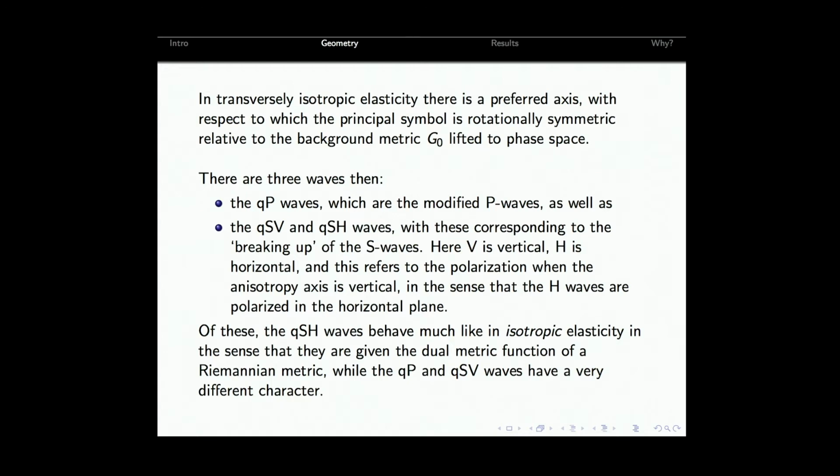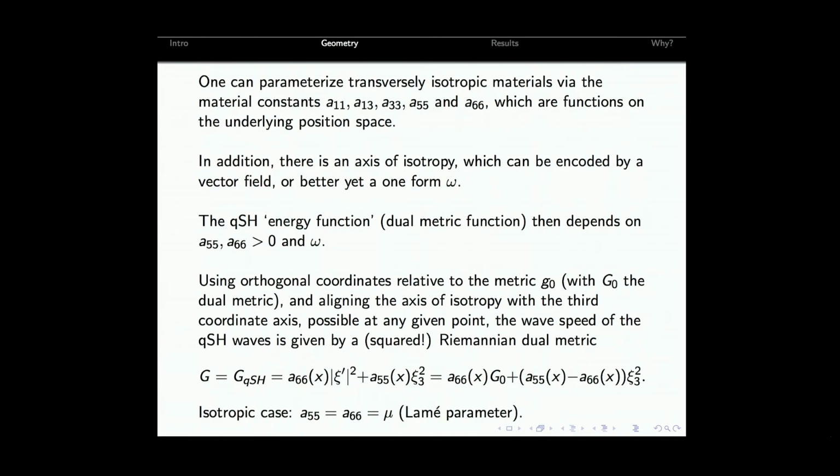while these QP and QSV waves have very different characters. So the upshot is, in isotropic elasticity, you had two different kinds of waves, and they both behaved very much like the Riemannian geometry problem, although I didn't state this explicitly. In the anisotropic setting, there are three different kinds of waves because the multiplicity of two breaks up. But one of them still behaves just like you would love it to, because you have a nice geometric result.